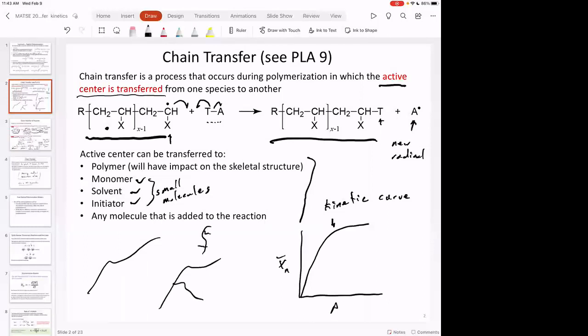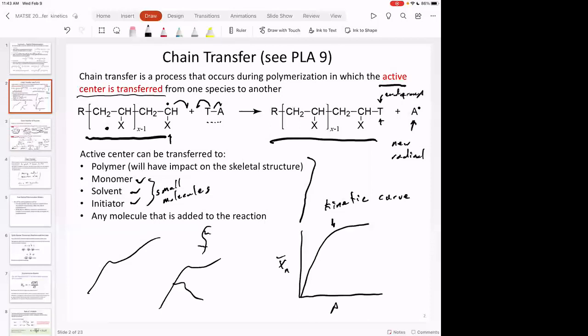So remember, linear, cross-link, branch, those are skeletal structures. So just clipping on the little T at the end doesn't change the skeletal structure. It just changes the end group. So T here is an end group. No, it doesn't impact the skeletal structure, still linear. Okay, that makes sense. Yeah.